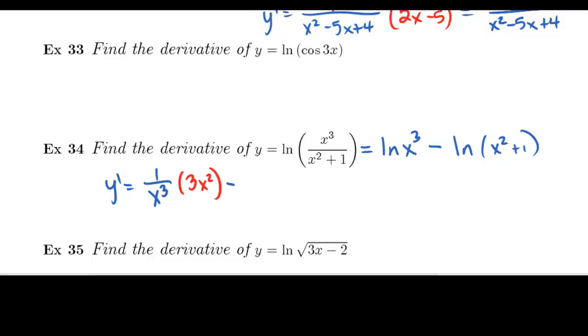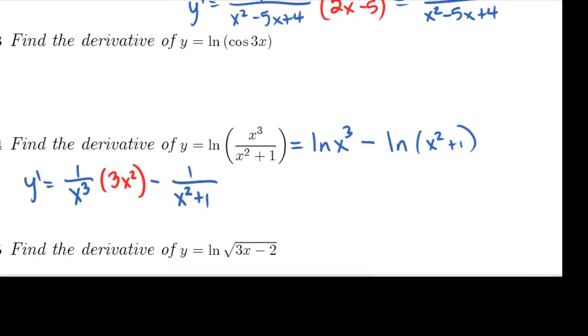And then minus the derivative of the natural log of x squared plus 1, which is going to be 1 over x squared plus 1, times the derivative of x squared plus 1, which is 2x. Again, to simplify, 3x squared divided by x cubed is just going to leave us with 3 over x. And then the second one just stays as 2x over x squared plus 1. So again, a lot simpler than having to go through and do the quotient rule.